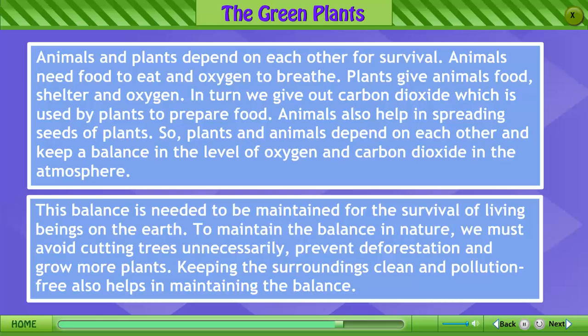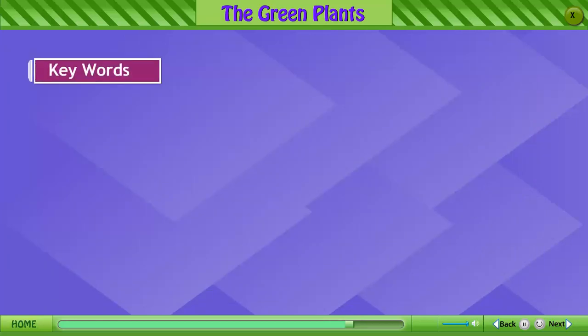To maintain the balance in nature, we must avoid cutting trees unnecessarily, prevent deforestation and grow more plants. Keeping the surroundings clean and pollution-free also helps in maintaining the balance.